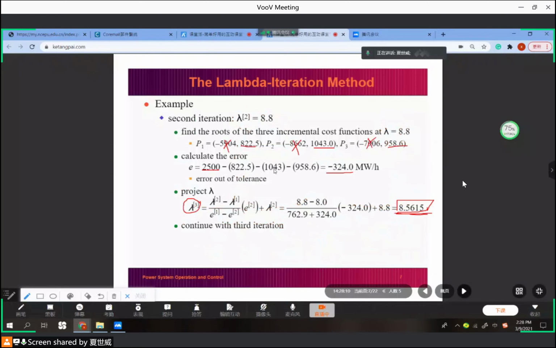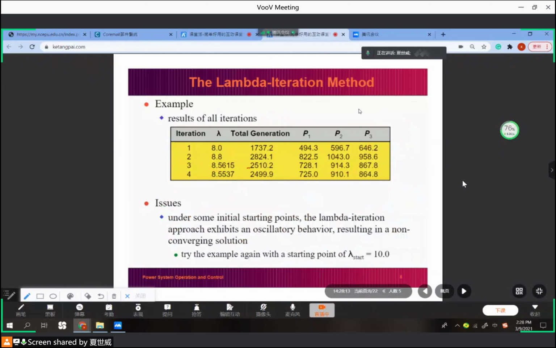You will get P1, P2, P3, and also the total generation. The total load is 2,500. You found that the total generation is approaching the total load of 2,500 at 4 iterations. You say it's very near the total load. And you will get the updated values of P1, P2, and P3.